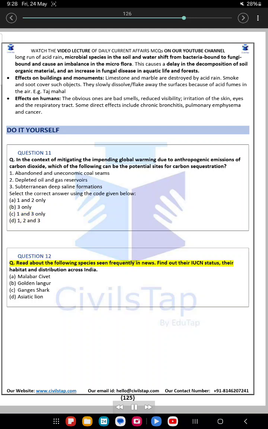Question 12. Read about the following species seen frequently in news. Find out their IUCN status, their habitat and distribution across India. A. Malabar civet. B. Golden langur. C. Ganges shark. D. Asiatic lion.